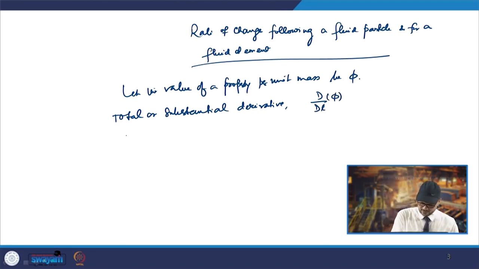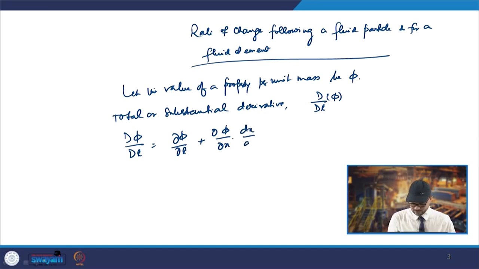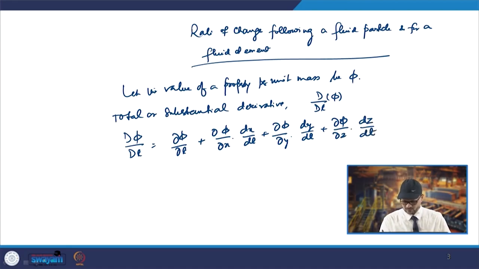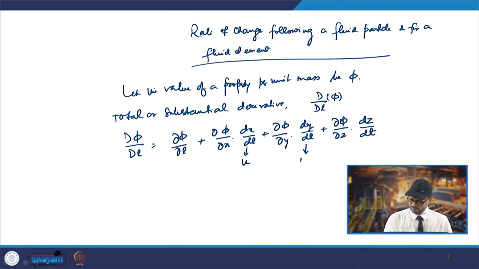So, Dφ/Dt will be equal to ∂φ/∂t plus ∂φ/∂x into dx/dt plus ∂φ/∂y into dy/dt plus ∂φ/∂z into dz/dt. This is the expression for the substantial derivative, and it will be used when we talk about the conservation of properties like momentum or temperature. Now for a fluid particle in the flow, dx/dt will be u, dy/dt will be v and dz/dt will be w.